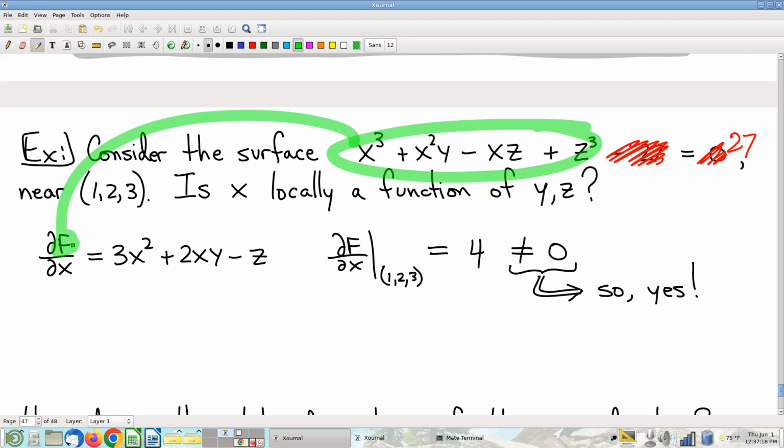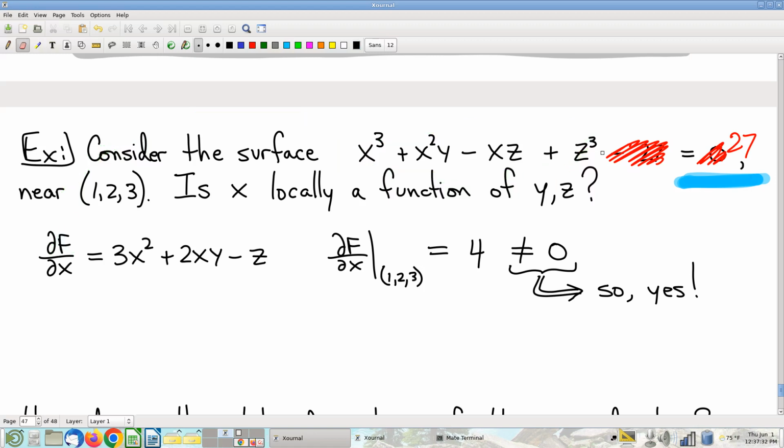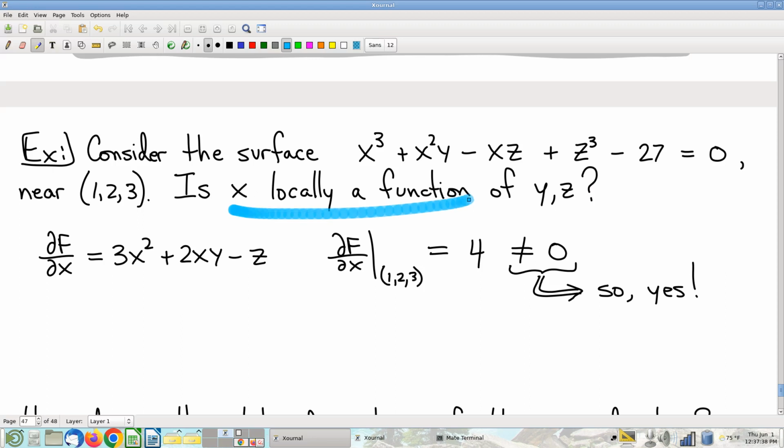You can move constants on either side, but it does have to be a level set. That is very, very important, of course. That's central to the argument. So as long as what you have on the other side there is a constant, no problem. Good stuff. All right. So now, good news. We know how to tell, at least in most cases, when one of the variables is a function of the others.